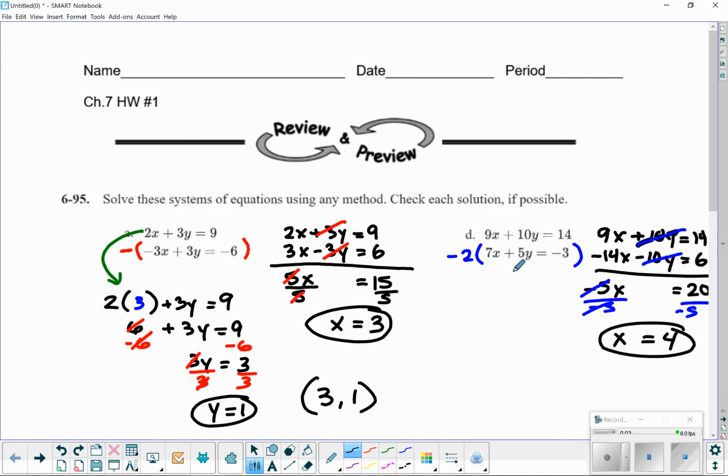I'm going to utilize either one of these. I'm going to use the bottom one because it's smaller. So I'm going to copy it down: 7, instead of x, I'm going to use 4, plus 5y equals negative 3. Okay, 7 times 4 is 28 plus 5y equals negative 3. I'm going to go ahead and subtract 28.